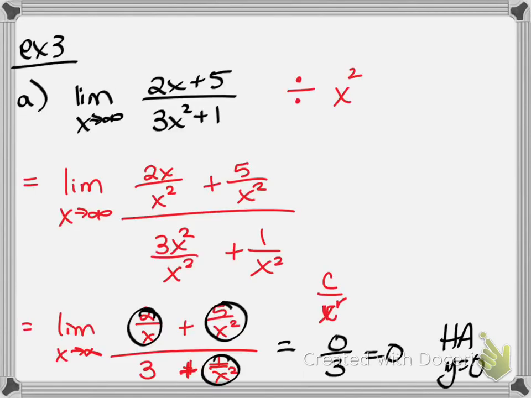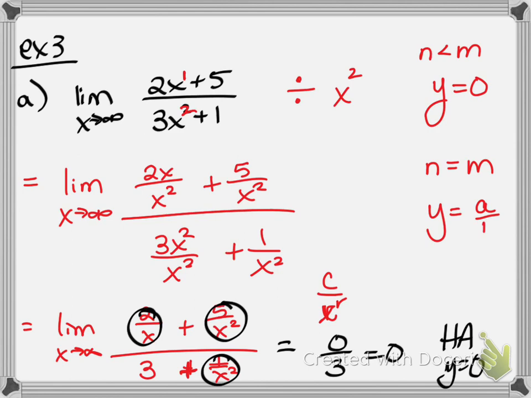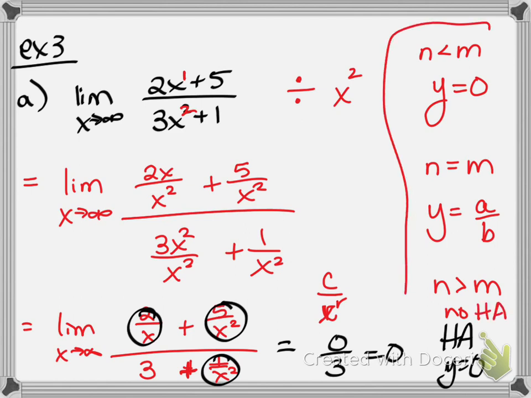In pre-calculus, when we did this problem, we compared the n and the m. If n was less than m, we automatically had a horizontal asymptote at y equals 0. If n was equal to m, like we had earlier, we automatically had a horizontal asymptote of the ratio of the leading coefficients. And if n was greater than m, there was no horizontal asymptote. All those rules are still true. We're just kind of backing them up with calculus.